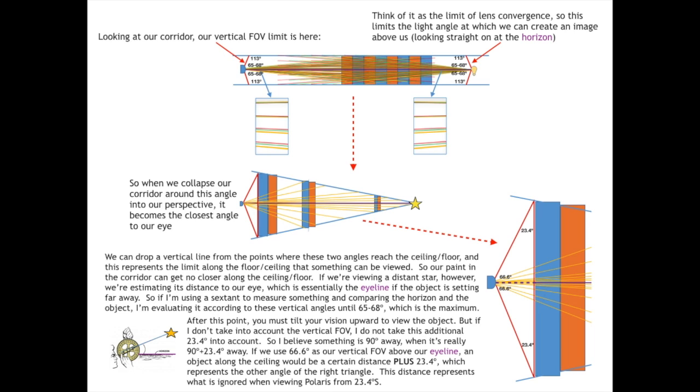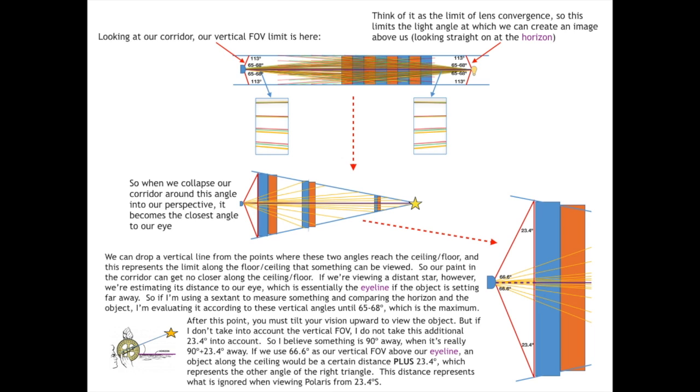But again, on a straight line view, we can still see an additional 23.4 degrees further. So again, our paint stripes that are attached to the ceiling or floor may limit there, but looking straight on at an object, we still get an additional 23.4 degrees of vision. So if we're viewing a distant star, however, we're estimating its distance to our eye.